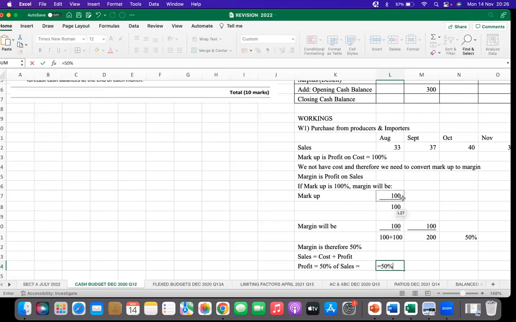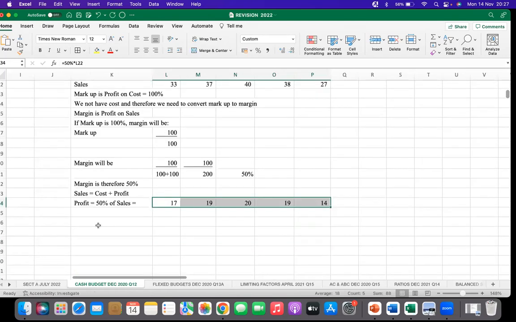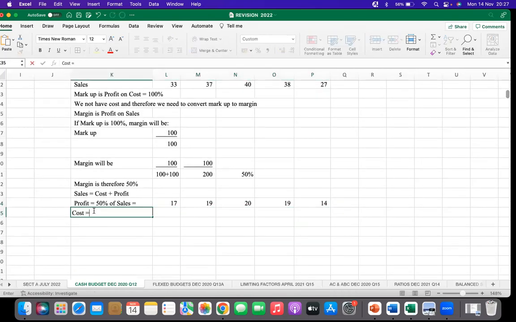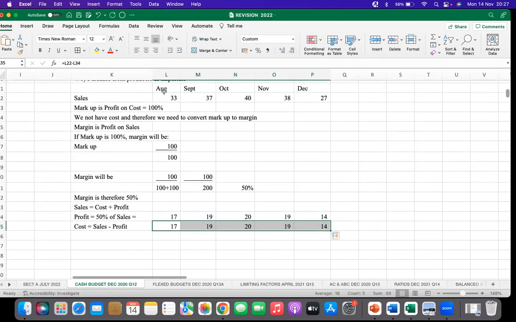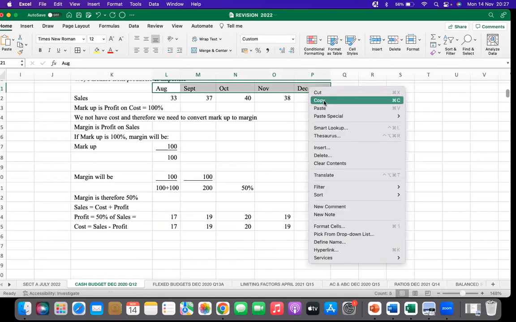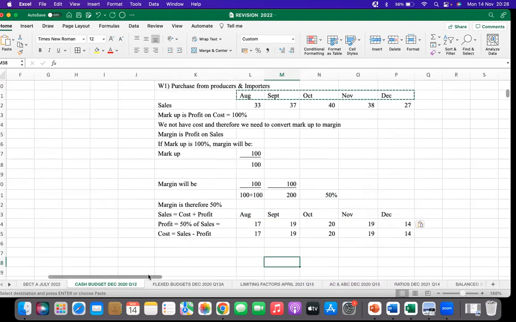So 50% times sales gives the profit that was made in each month. Are we in a position to get cost? Cost will be equal to sales minus profit. So what will it be? And remember our months again. I'll copy that and paste it there so that you don't forget. Our months are those.